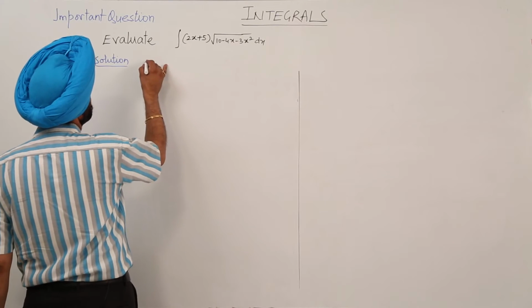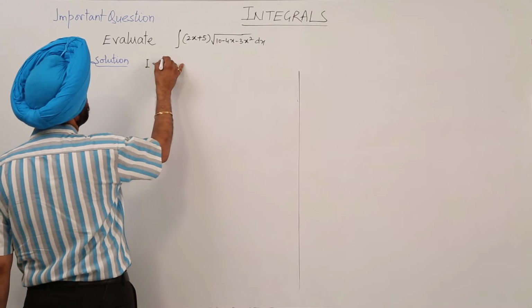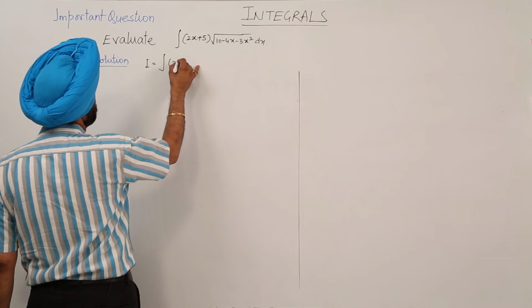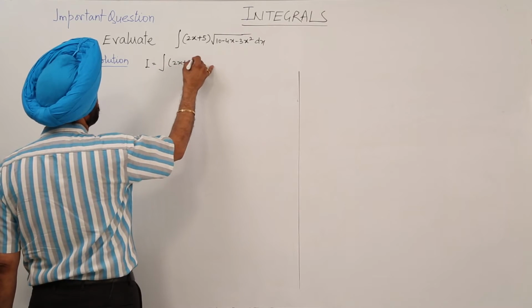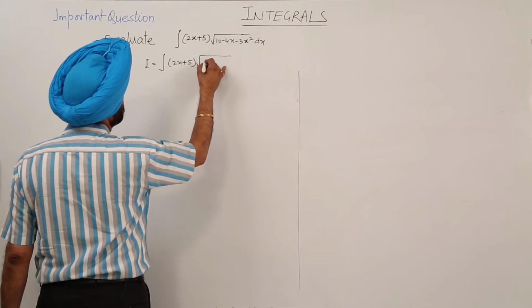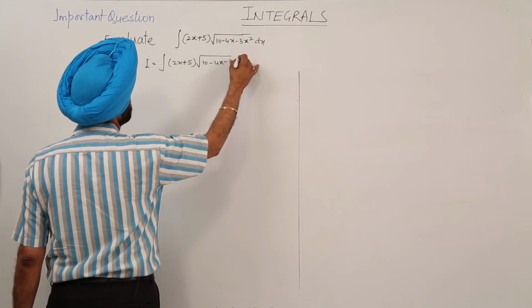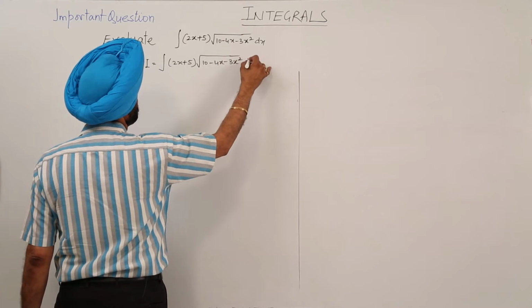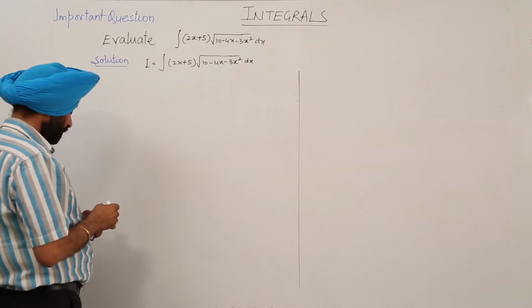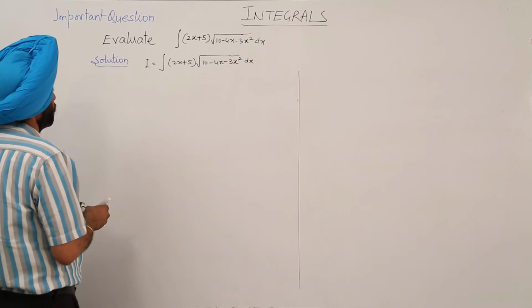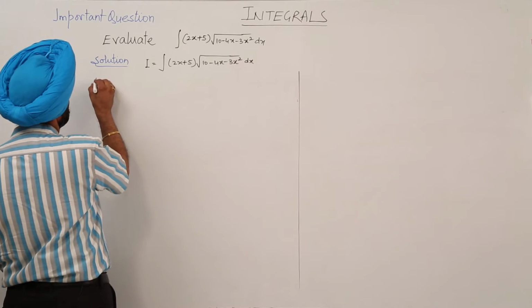An important question. Integration of (2x + 5) upon the square root of (10 - 4x - 3x²) dx.